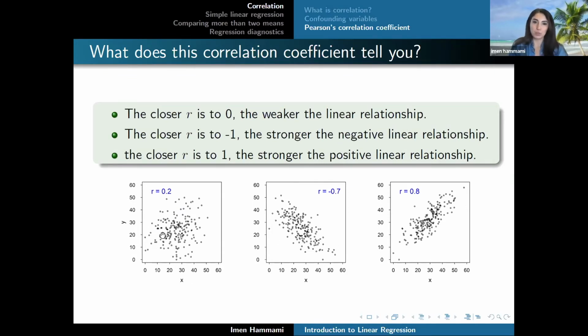So for the first one, I cannot really distinguish a pattern visually, but the Pearson correlation coefficient is telling me there's a weak correlation there. In the second plot, there is a strong negative correlation. I can see a pattern here. I can draw a line that goes through these points. And on the third plot, there is a strong positive correlation between X and Y.